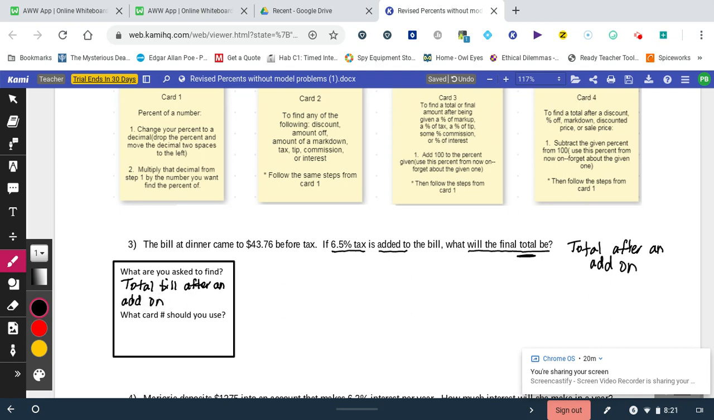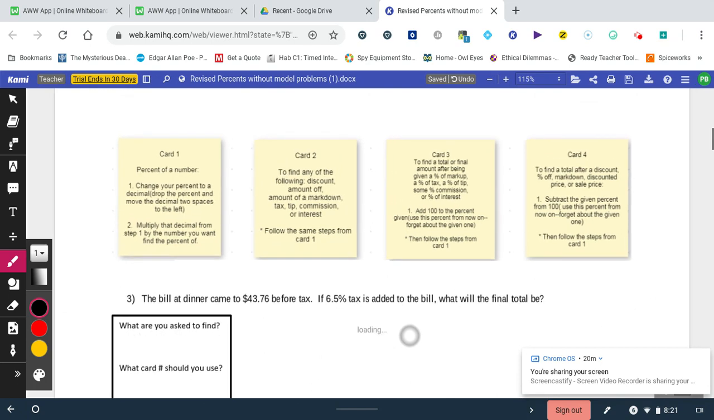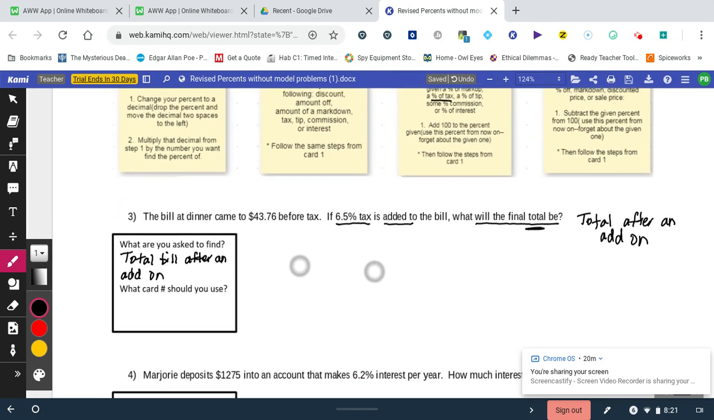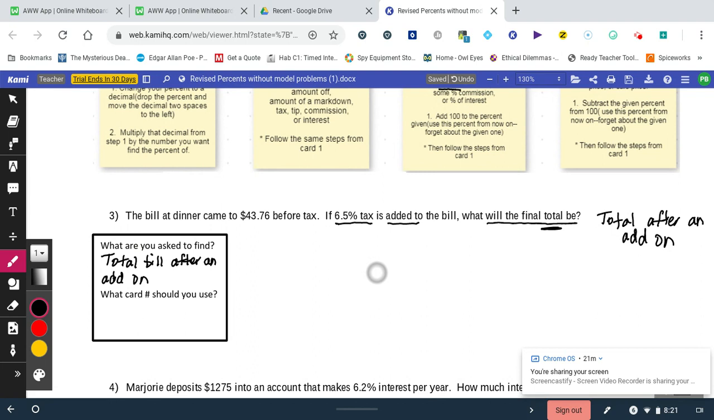So what card should we use? If we're looking for the total or the final bill after an add-on, here we go. Total. Oh, not that one. Let me go back. Undo. I'm looking for a total or a final amount after an add-on. What kind of add-on? The add-on was a percent tax in that particular case. Tax is what they add on. Just like if you go to the store and purchase something that costs 99 cents, you don't pay 99 cents because they tax it. They add something onto it. But here we're going to use card 3.